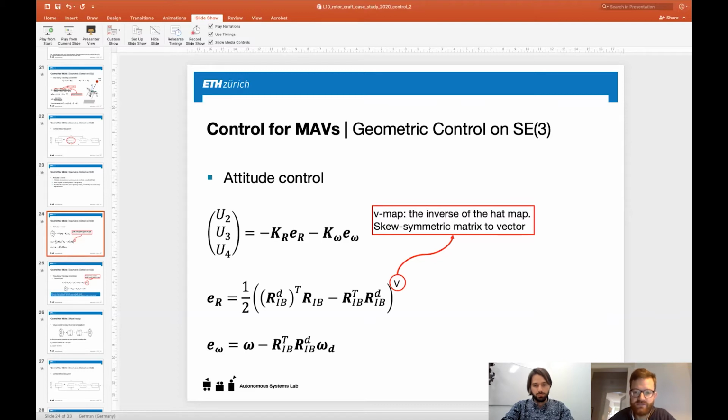Then there was another question, how is the position expressed? The position is usually expressed in a global inertial frame. Yes, that's correct. And regarding the scale, we usually just use meters, for example.